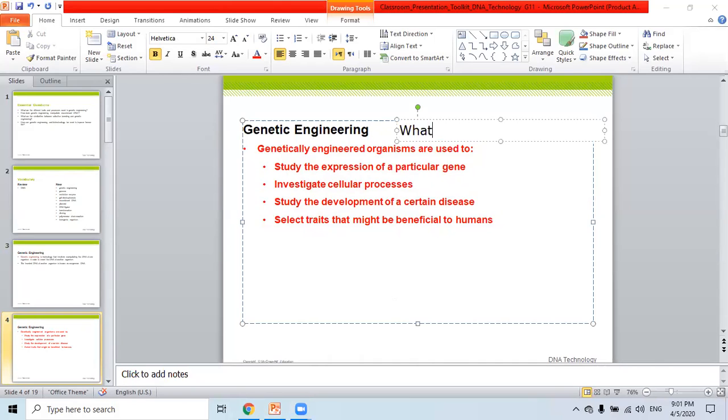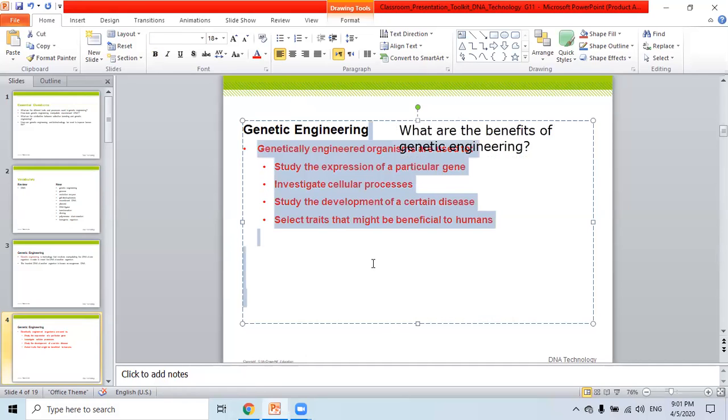What are the benefits of genetic engineering? So your answer should be like this. This is the question, and this is the answer.